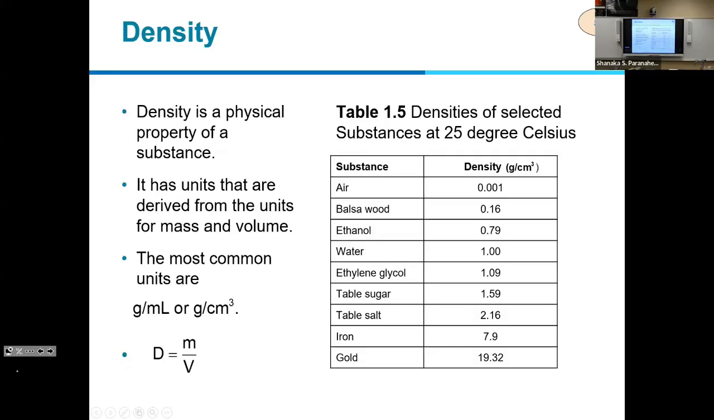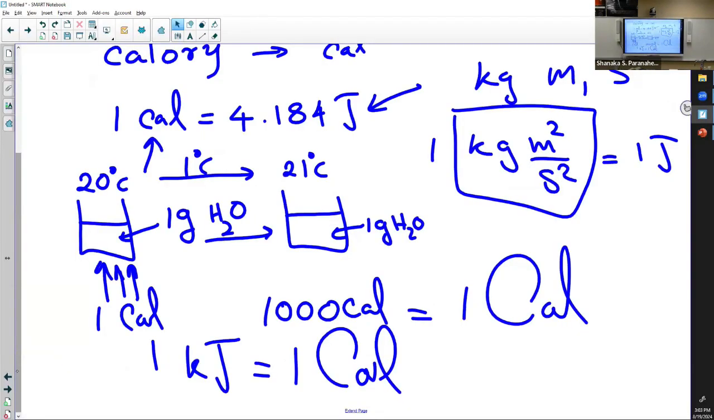Okay, it's time to talk about density. Density is also one of the important physical properties. Is it intensive or extensive? Density, is it an intensive or extensive physical property? Anyone?